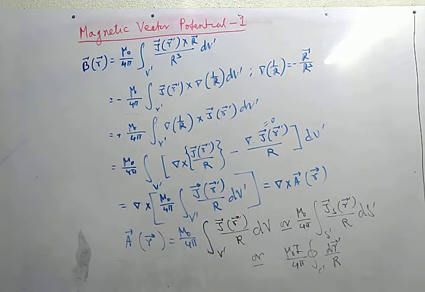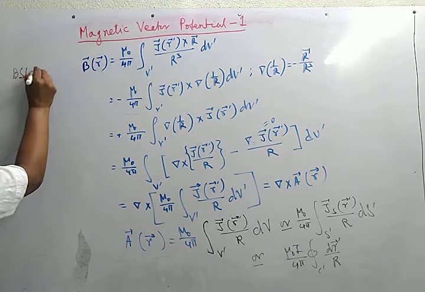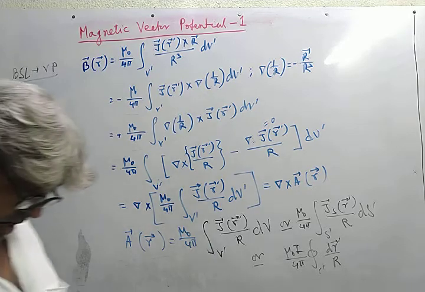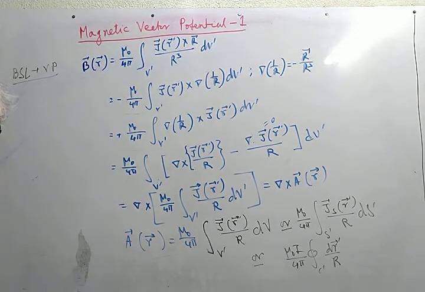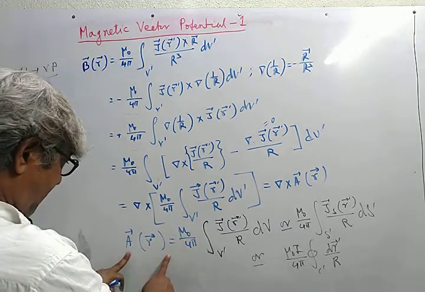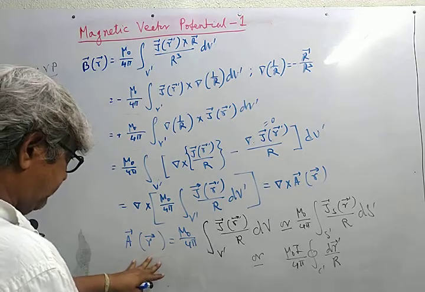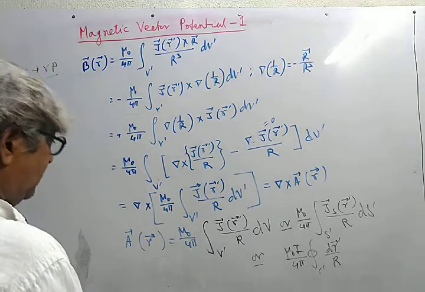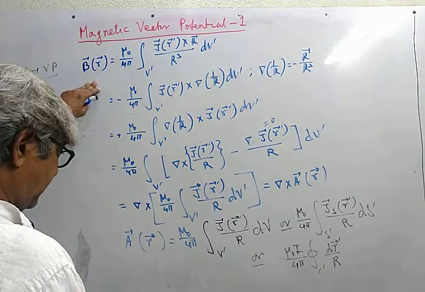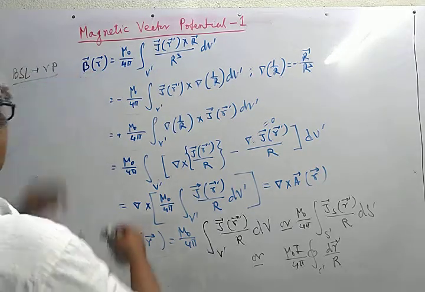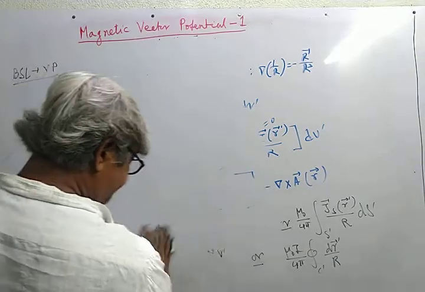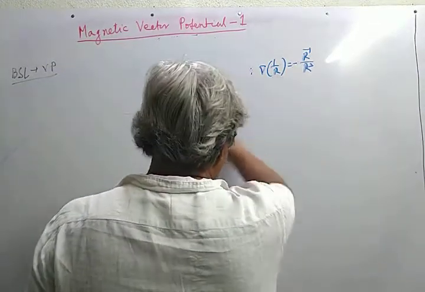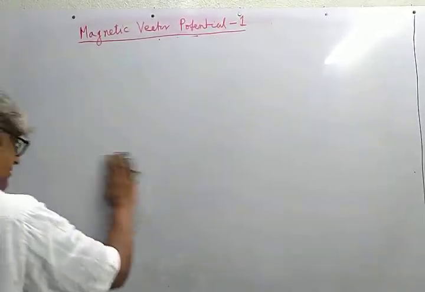This expression for the vector potential we have derived from the Biot-Savart law, that is, BSL to vector potential. It is easy to show that this form of vector potential leads to the concept that curl B is equal to mu 0 J, which is the differential form of Ampere's circuital law. But before going to that, we first would like to arrive at the differential equation that is being satisfied by the vector potential.